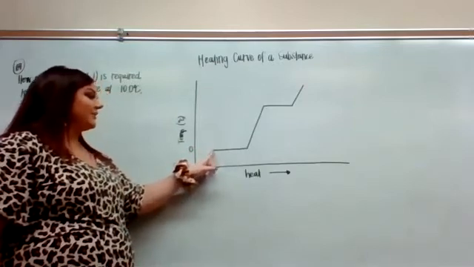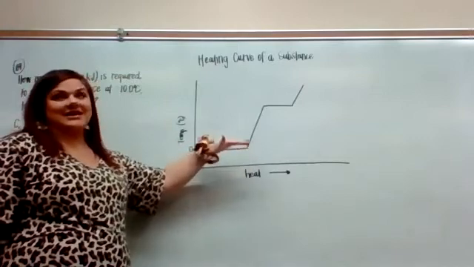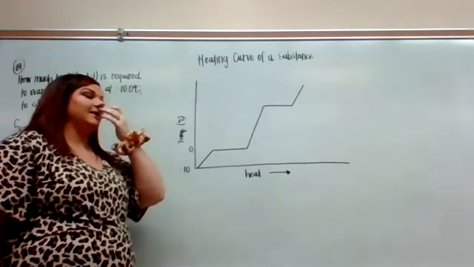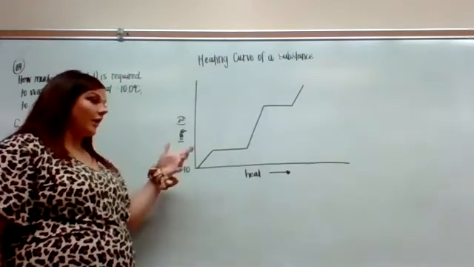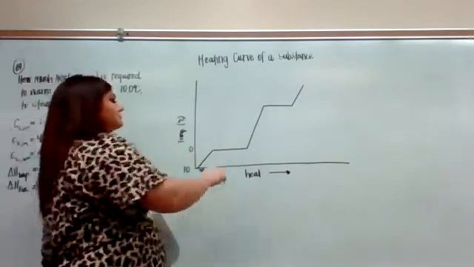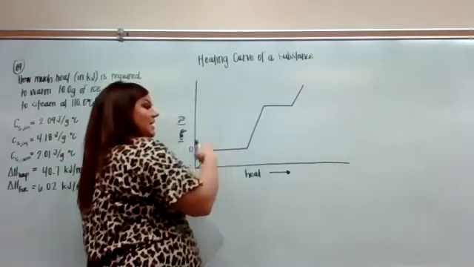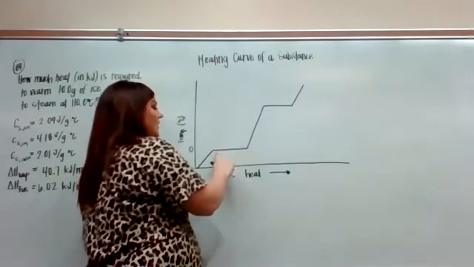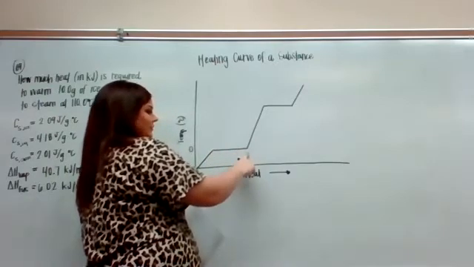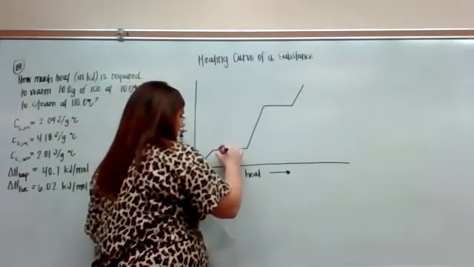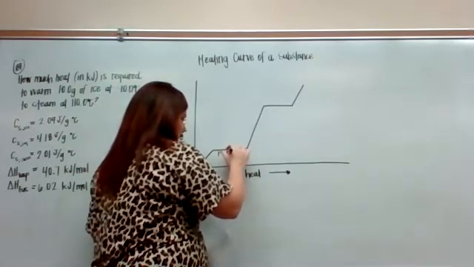When I get to 0 degrees Celsius, I flatline because that is the melting point of water. So then all the heat goes to make my ice a liquid. So I'm not actually increasing my temperature. I'm going through a phase change. So this is a phase change.